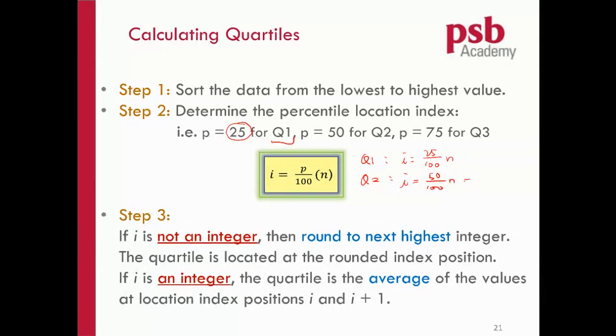Or simply half. This is the one that you saw just now. So the actual formula is in percentile, which is 50 over 100, the 50th percentile. And you have another one, which is Q3, where i equals 75%, the 75th percentile. Okay, right. That's how you find it. Now the rules are the same.